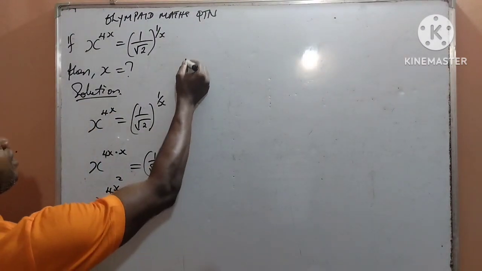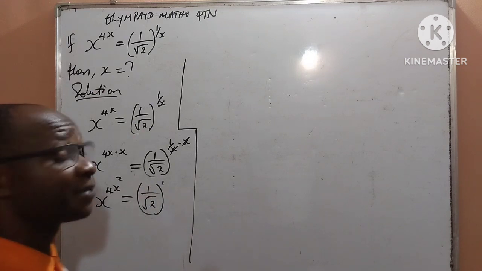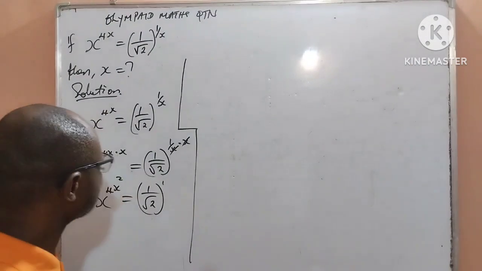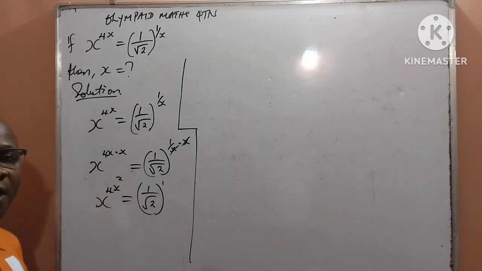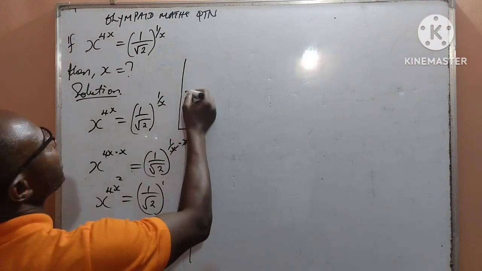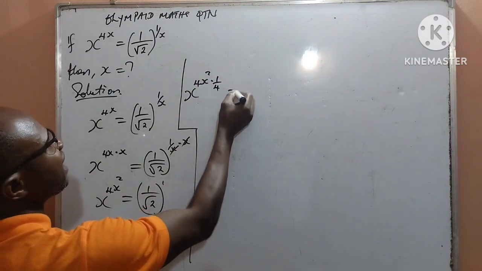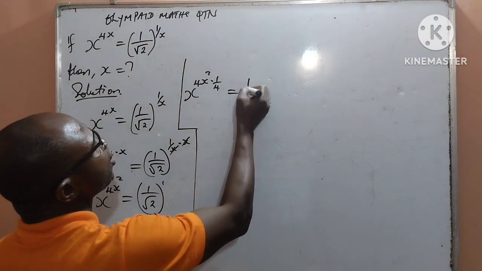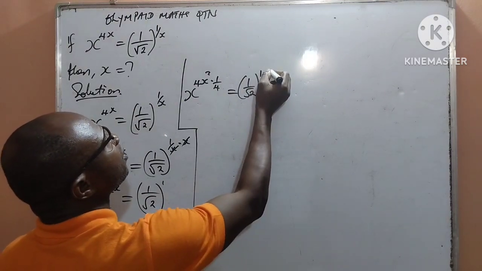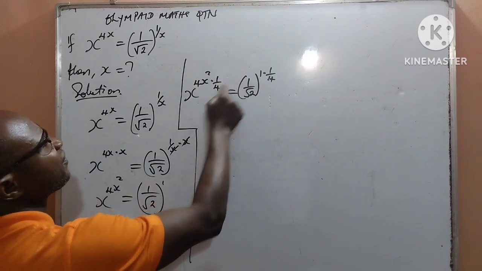Beautiful. Moving forward, the next step I will take is to multiply both sides of the exponent by 1/4, 1 all over 4. The essence is because I want to take away 4, the coefficient of x squared, which is the exponent on the left hand side. Therefore, I have x raised to the power 4x squared multiplied by 1 over 4, equal to 1 all over square root of 2 raised to the power 1 multiplied by 1/4. Beautiful. I have now multiplied both sides of the exponent by 1 over 4.